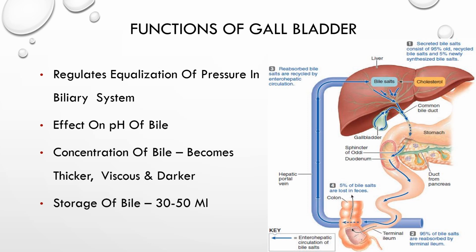Storage of bile. The bile secreted during the interdigestive period is stored in the gallbladder, right? The gallbladder typically stores up to 50 ml of bile. During meals, this gallbladder contracts and it releases the bile into the duodenum. Secretion of mucus: here happens the secretion of mucin, which is added to the bile stored in the gallbladder. This mucin acts as a lubricant in the intestine for the chyme.